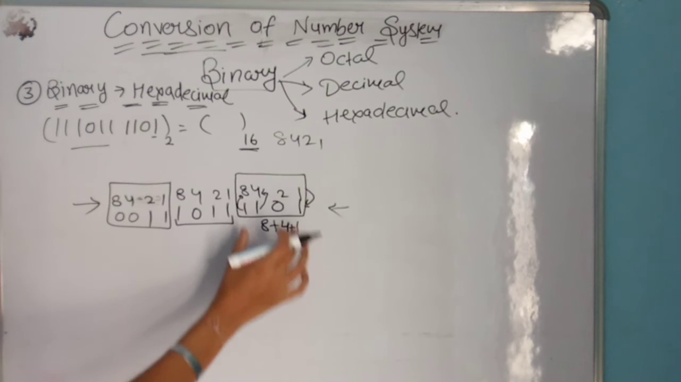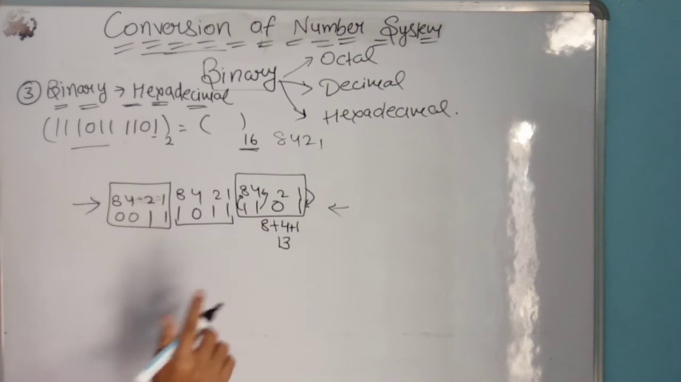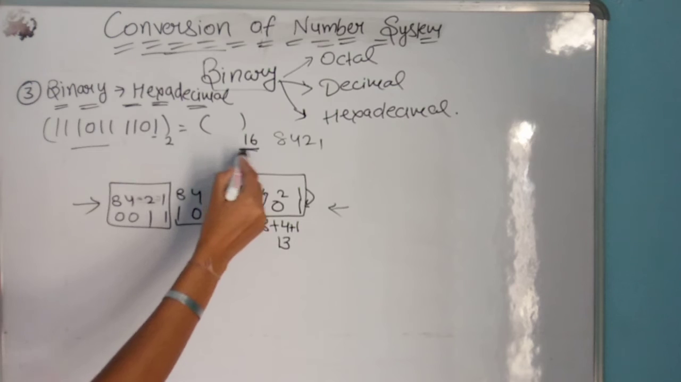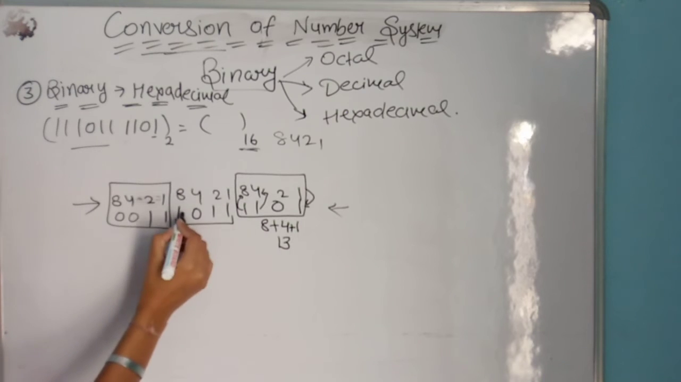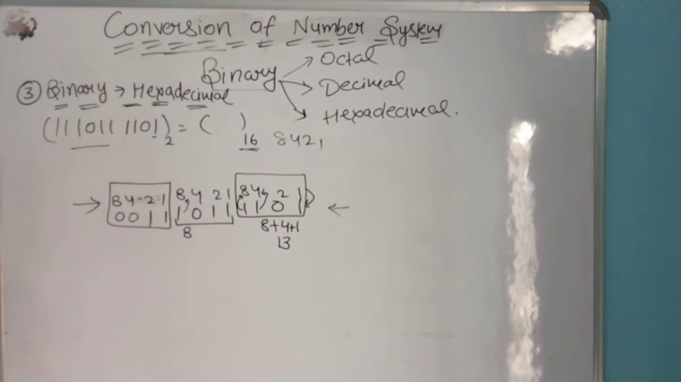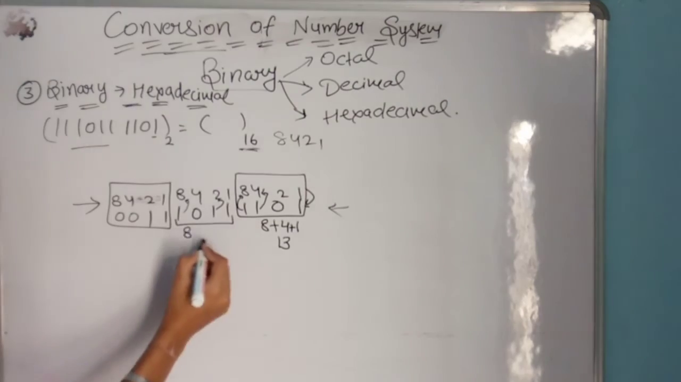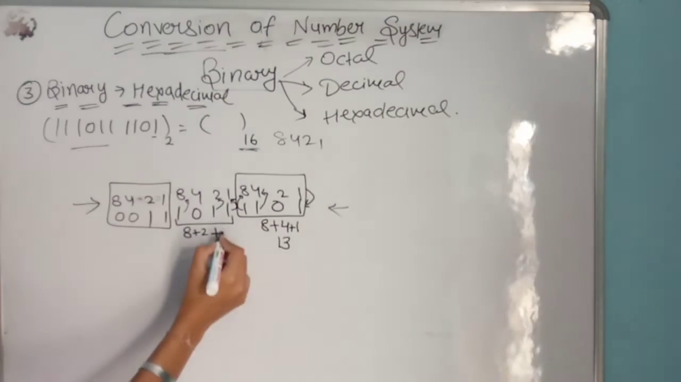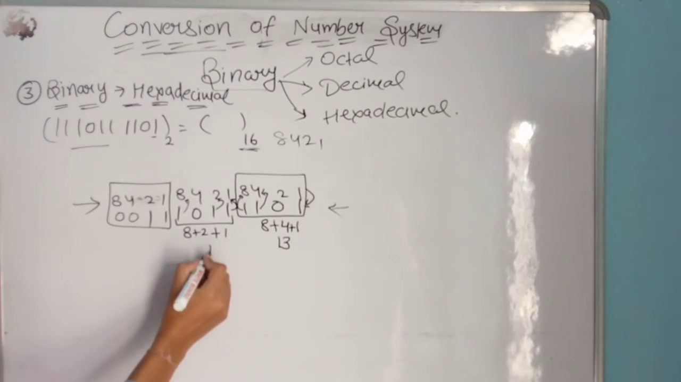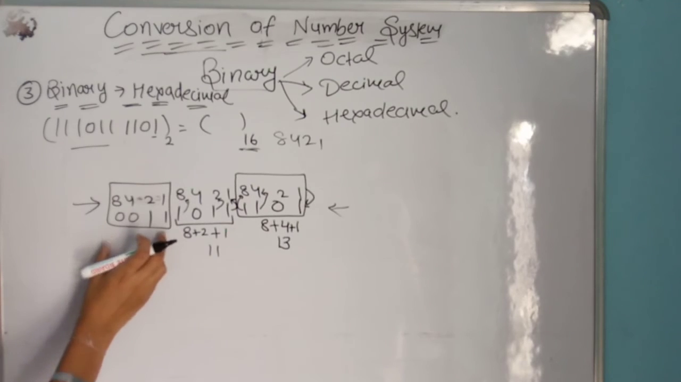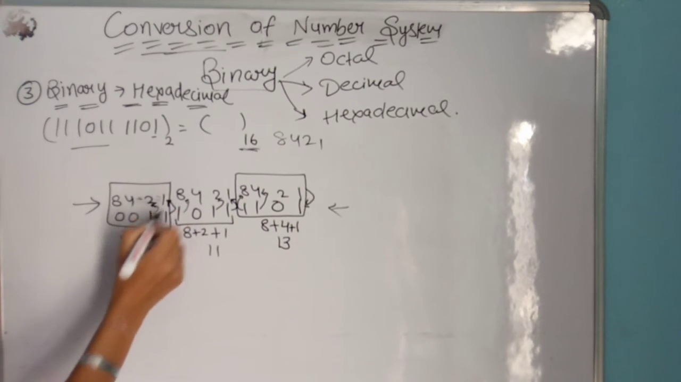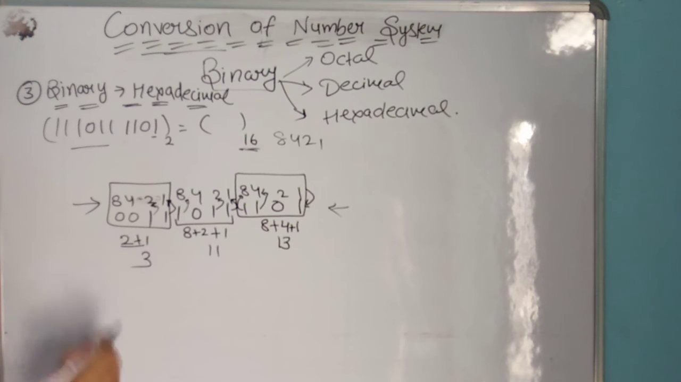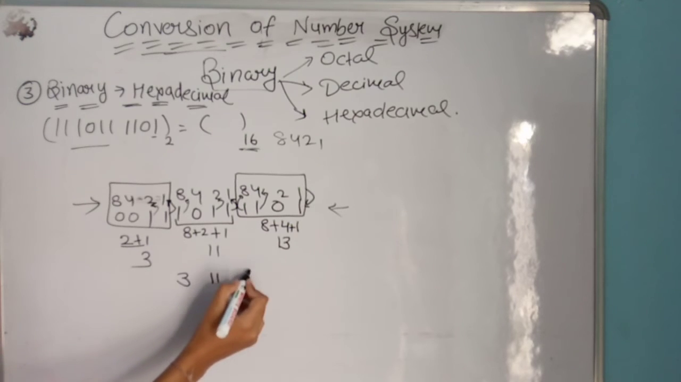The meaning of this group is 13, because this is a hexadecimal number. So it means 13. This group contains 8, 2 and 1, so this means 11, not double 1. In this group, check the on bits at the position of 2 and at the position of 1. So this means 3. Now it becomes 3, 11, 13.